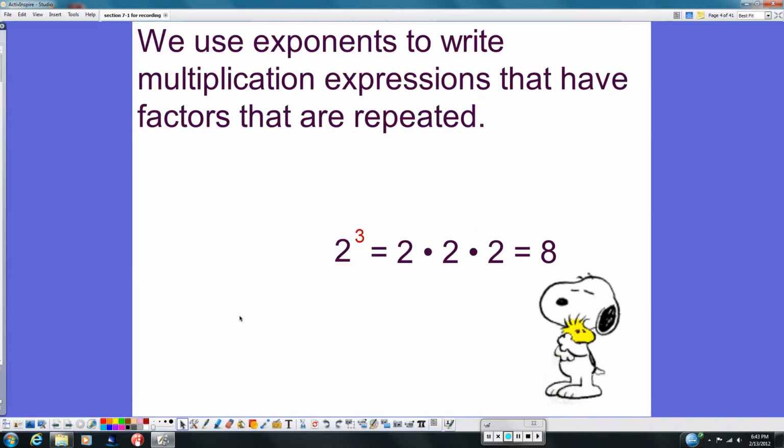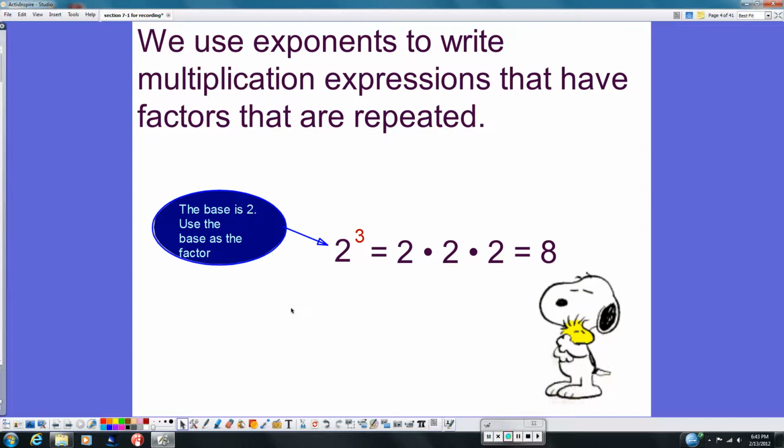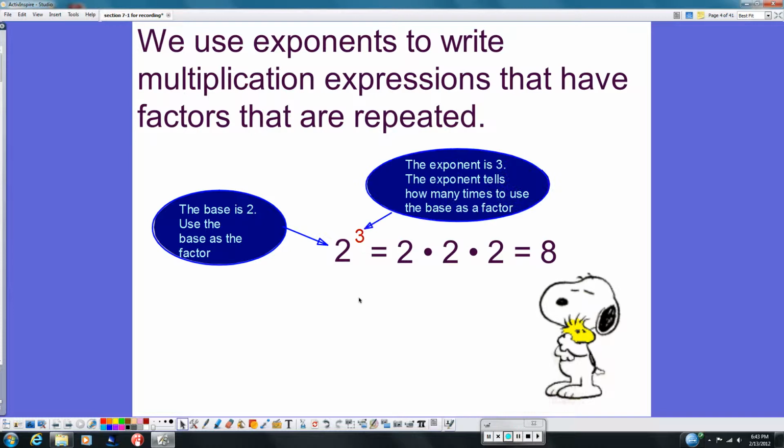So, when we look at this, we use exponents to write multiplication expressions that have factors that are repeated. So again, the 2 is the base, the 3 is the exponent. The exponent tells how many times to use the base as a factor. So this does not mean 2 times 3, it means 2 times 2 times 2, 3 times. 2 times 2 is 4, 4 times 2 is 8.